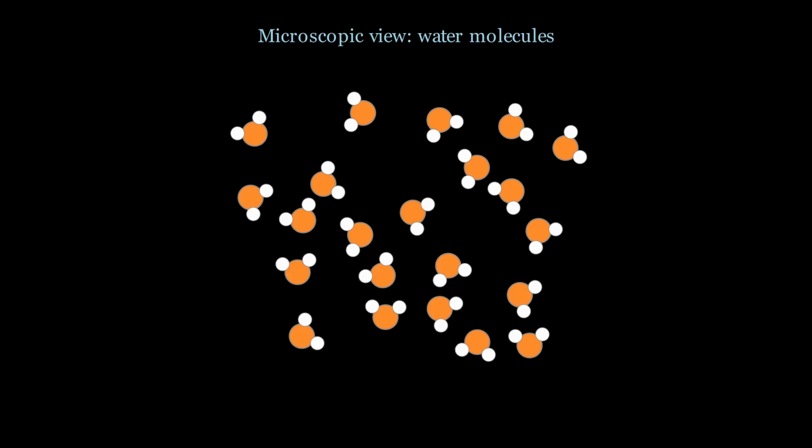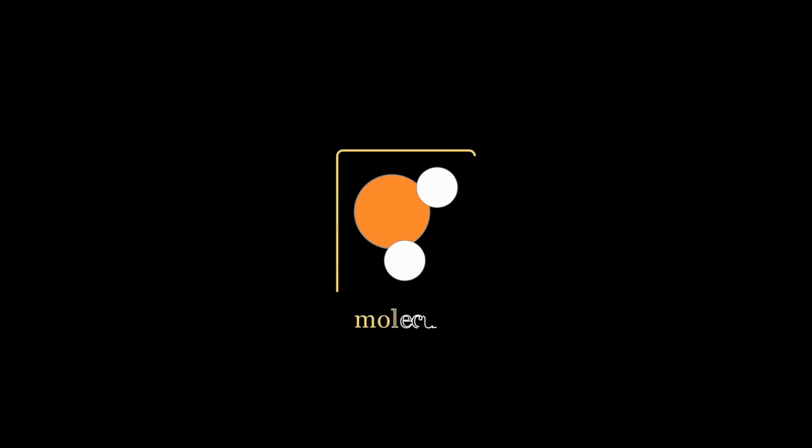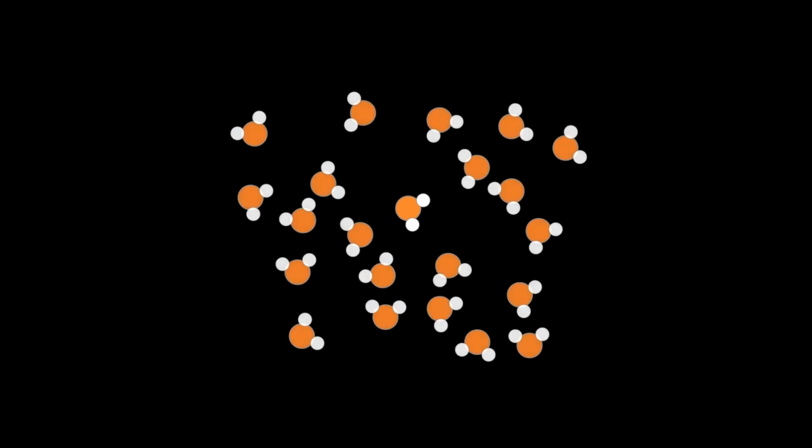Well, there are a lot of identical objects clumped together. We can see that these objects are composed of one big orange circle accompanied with two small white circles attached to the big one. Each of these circles is an atom, and each cluster is a group of atoms forming what is called a molecule. The white circles are hydrogen atoms, and the orange circles are oxygen atoms.